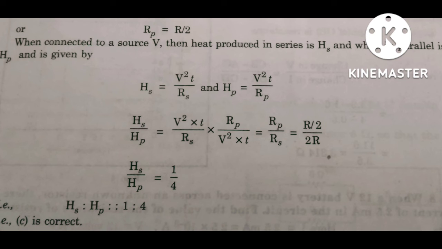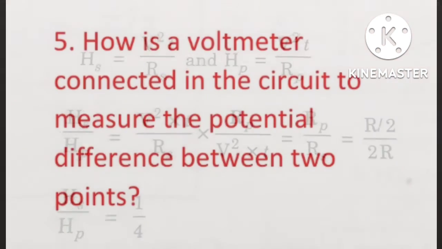So now we can substitute for Rp and Rs, right? We have already calculated Rp as R by 2 and Rs as 2R. So we will get Hs by Hp equal to R by 2 divided by 2R, that will be equal to 1 by 4. That R and R will get cancelled. That is Hs is to Hp equal to 1:4. That is option C is the correct answer, 1:4. Hope it is clear to you.